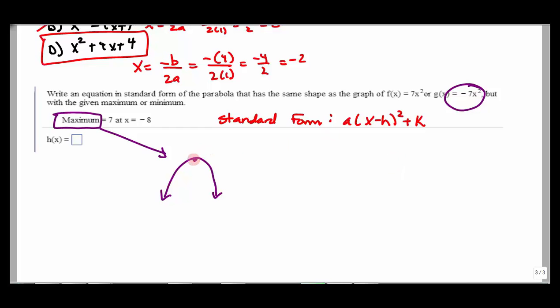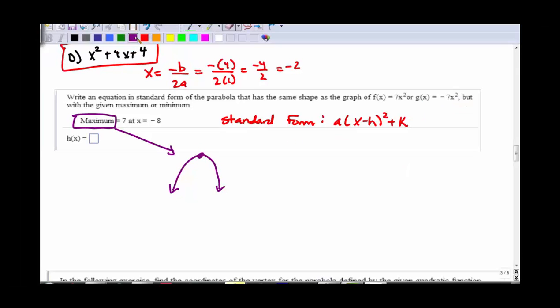Now this maximum point will be right here. Now if we want to try and figure out what the x and y values are for this maximum point, you need to remember the y value will be the maximum, and it already tells us the x value is negative 8 here. So this is the ordered pair negative 8 for my x value and 7 for my y value. So this is the vertex.